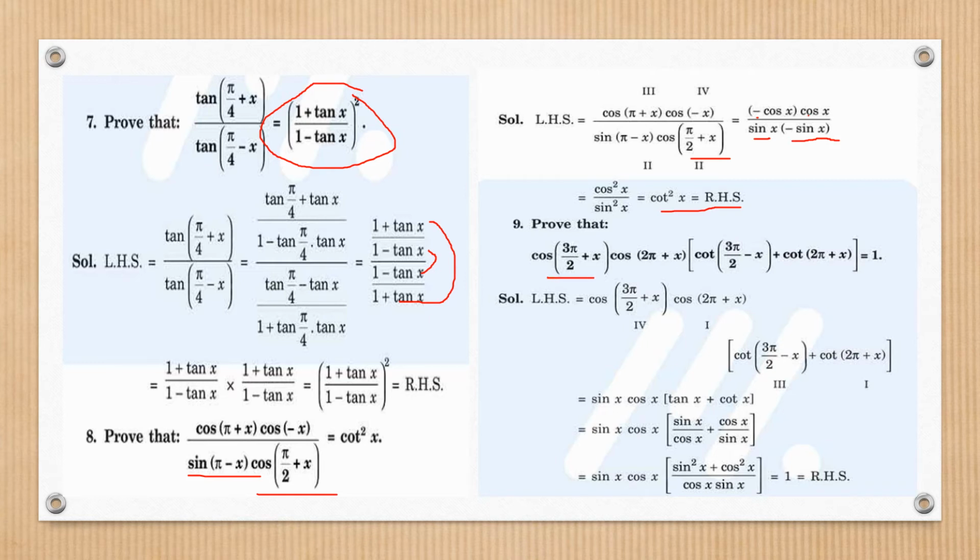Number 9 is cot 3 pi by 2, which is 270 plus x. Okay, 270 plus x, then it is cos 360 plus x, it is cot 270 minus x, and it is cot 360 plus x.